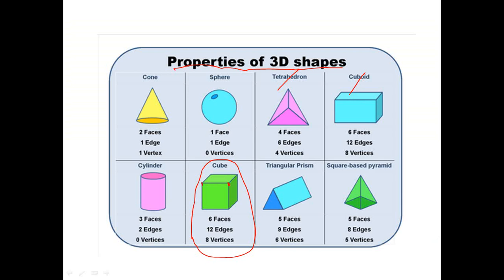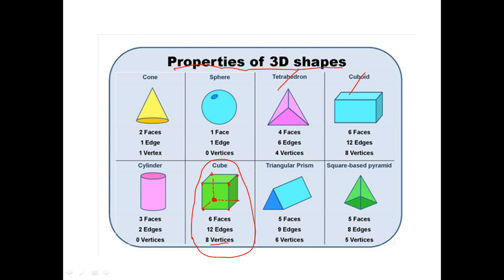1, 2, 3, 4, 5, 6, 7, and at the back here there is 1 vertex at the back. Okay, so now they have 8 vertices, and then if we count the edges, how many edges do we have in blue? 1, 2, 3, 4, 5, 6, 7, 8, 9, 10, 11, 12.